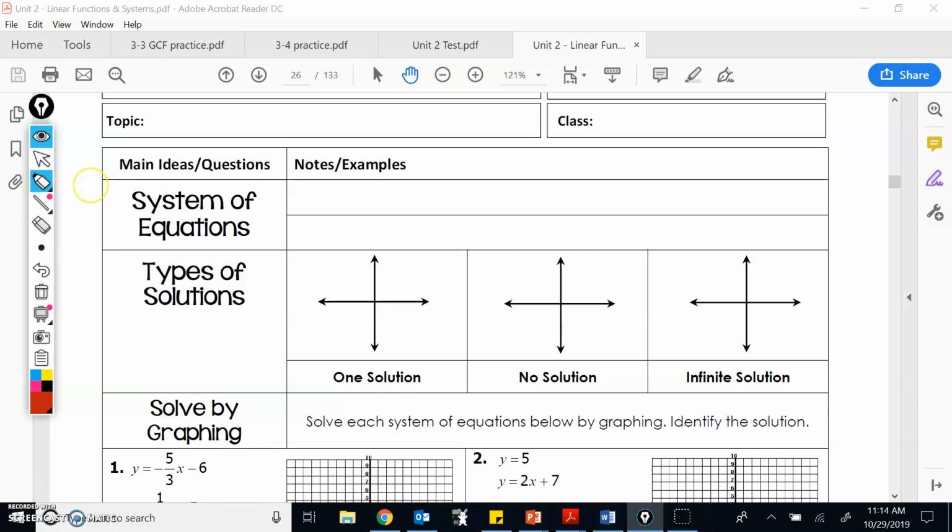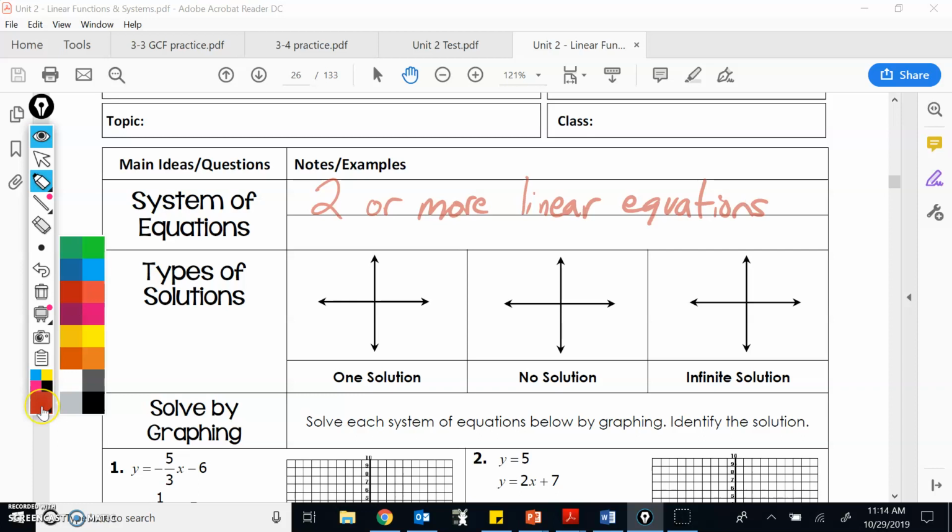Hey guys, today's video is on systems of equations. What these systems are, they're basically two or more linear equations that we're going to write. And when we graph two or more linear equations, we're looking for their solutions.